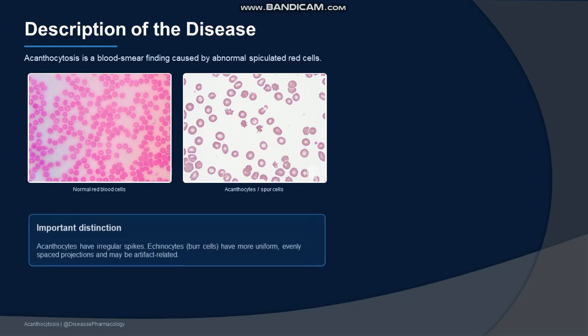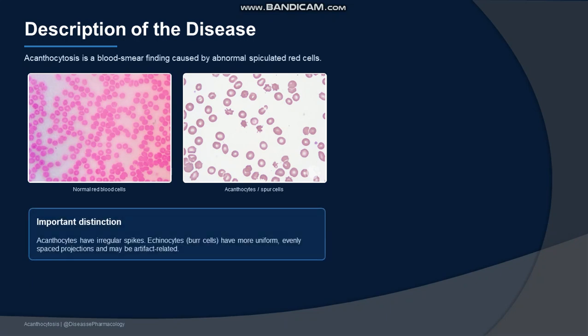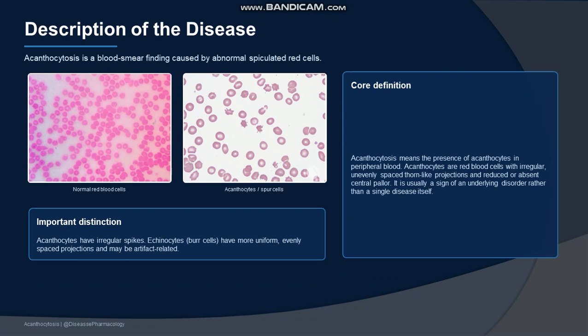That is the important distinction. Acanthocytes have irregular spikes. Echinocytes have more uniform, evenly spaced projections and may be artifact-related. If we go through the core definition, acanthocytes are red blood cells with irregular, unevenly spaced thorn-like projections or spikes and reduced or absent central pallor.